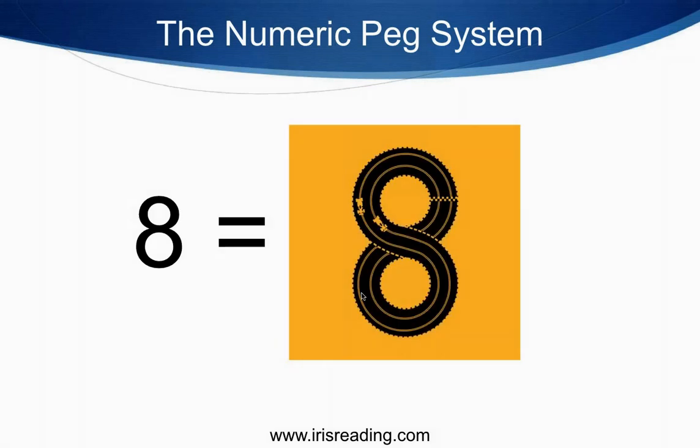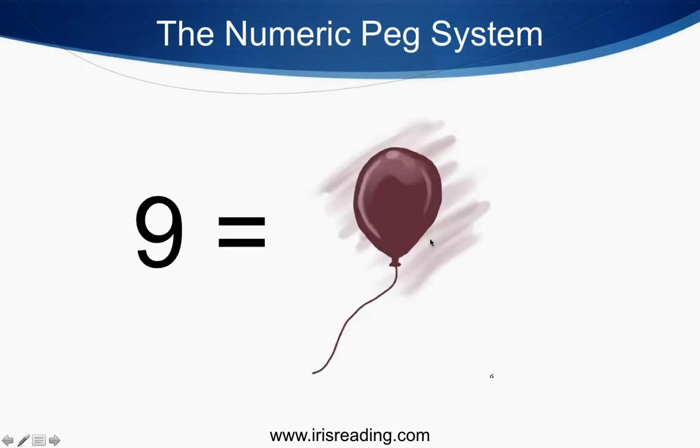Number 8 is going to be our racetrack. 8 is a racetrack, even though it'd be kind of weird if they made racetracks with intersections like this. Although I think this one has a bridge. Okay, so 8 is a racetrack. Number 9 is a balloon, just kind of blowing in the wind. By the way, you don't have to remember that it's blowing in the wind. Just remember that 9 is going to visually be associated to a balloon.